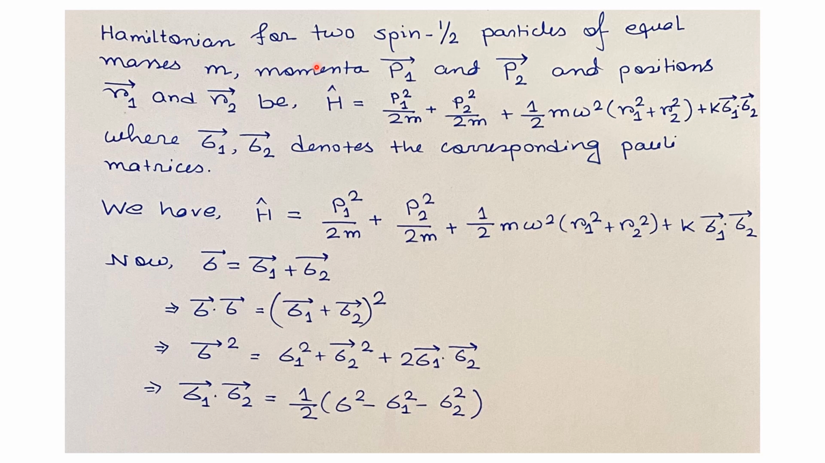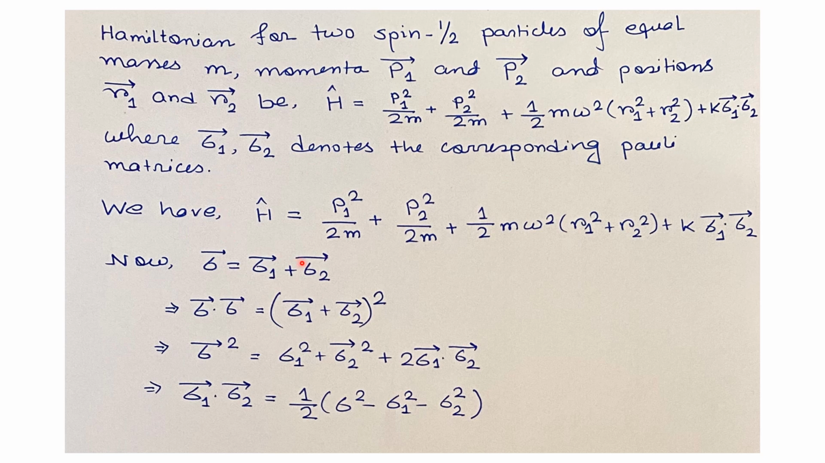So, according to the question, the given Hamiltonian for the two spin-half particle system is p1²/2m + p2²/2m + (1/2) m ω² (r1² + r2²) + k σ1 vector dot σ2 vector. Here σ1 vector and σ2 vector denote the corresponding Pauli matrices.